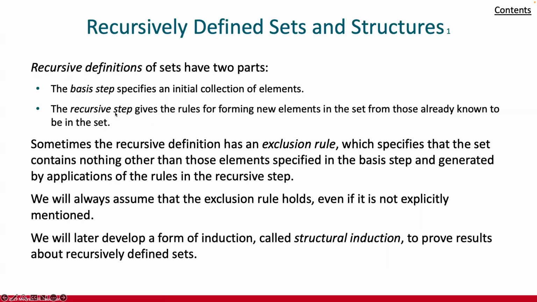And then the recursive step gives a rule for forming new elements in the set from those already known to be in the set. For example, we talked about the Fibonacci sequence. Sometimes a recursive definition has an exclusion rule, which specifies that the set contains nothing other than those elements specified in the basic step and generated by applications of the rules in the recursive steps. We will always assume that the exclusion rule holds, even if it's not explicitly mentioned.